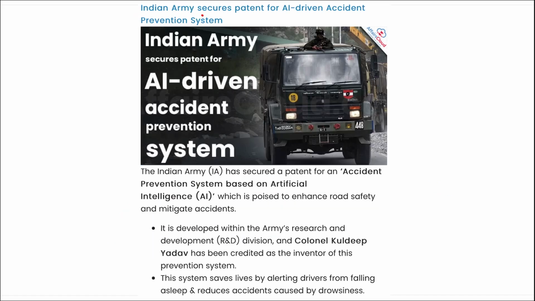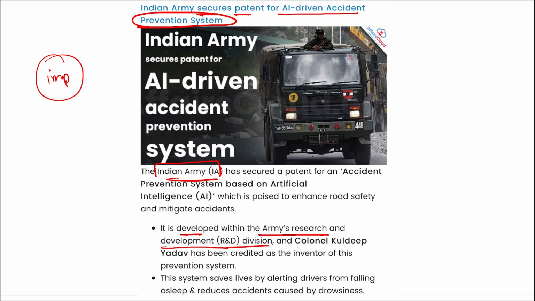Next, the Indian Army has secured a patent for an AI-driven accident prevention system. Important: which organization has recently secured a patent for an AI-driven accident prevention system? It is our Indian Army. Correct. It was developed within the Indian Army's Research and Development Division, and Colonel Kuldeep Yadav has been credited as the inventor of this prevention system. This system will save lives by alerting drivers from falling asleep and reduces accidents that are caused by drowsiness.